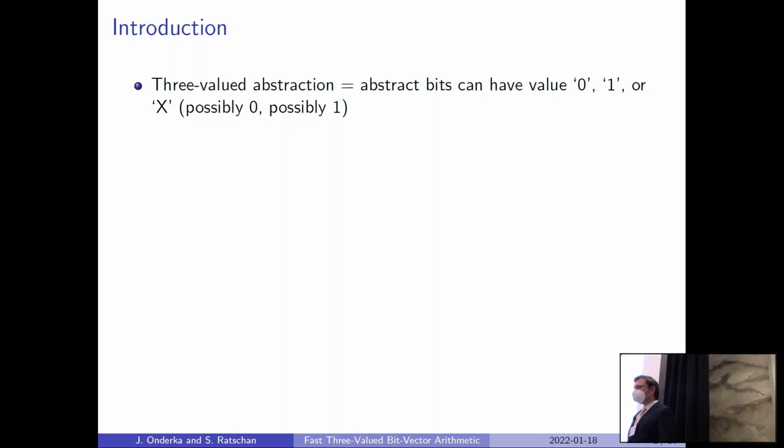Basically, we mean that we represent all bits in the state space of the model that we are simulating by abstract bits that can have three values: 0, 1, or x. And x means that the bit can have either the value of 0 or 1.